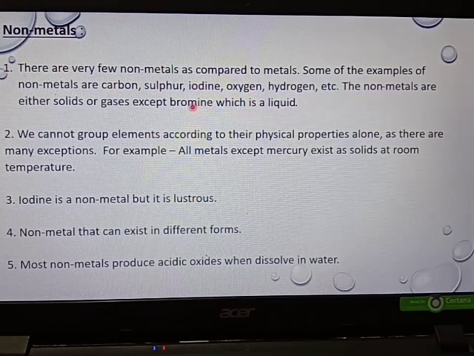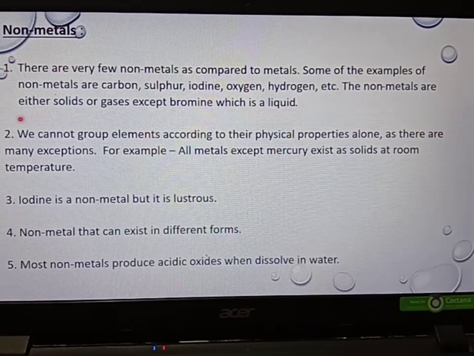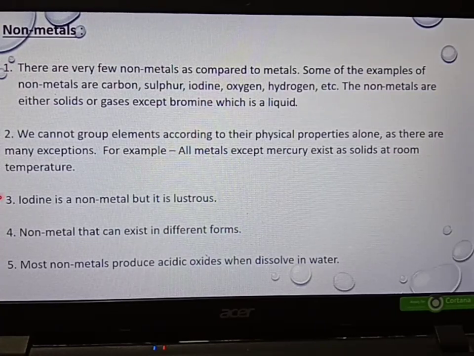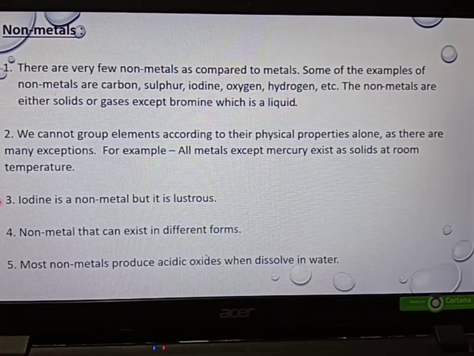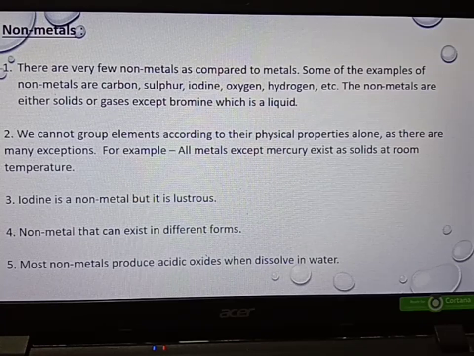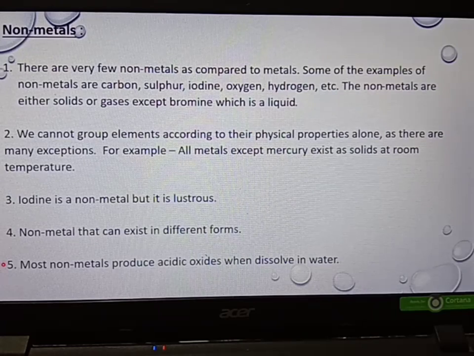And children, one important thing is that on the basis of their physical state, we cannot fix the chemical or physical property of any element. For example, a non-metal like iodine is very much a non-metal and it is lustrous. Lustrous is a property of metals, but iodine is lustrous. Non-metals can exist in different forms. And the most important property, most non-metals produce acidic oxides.